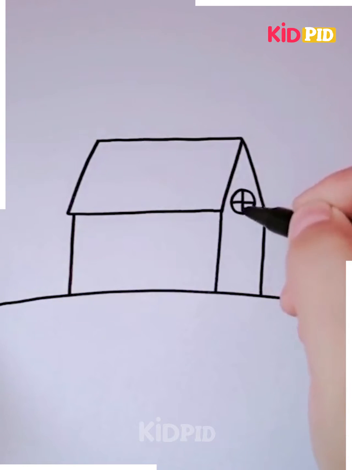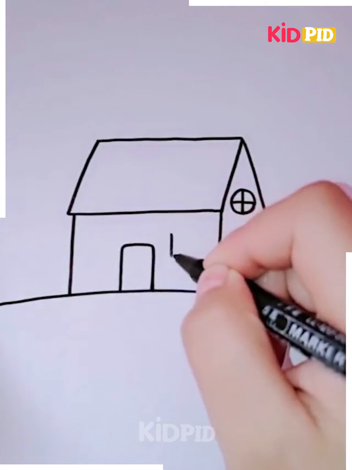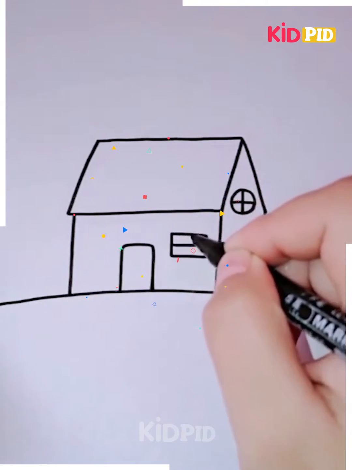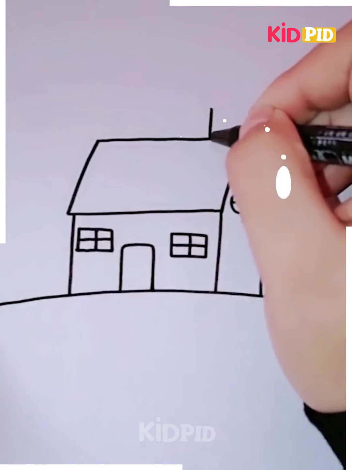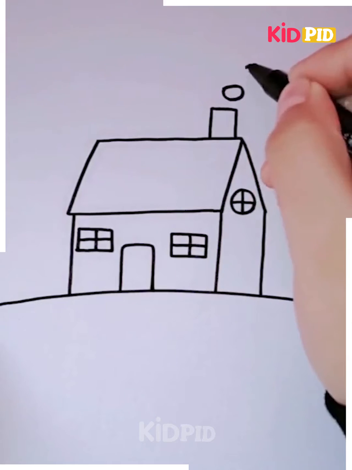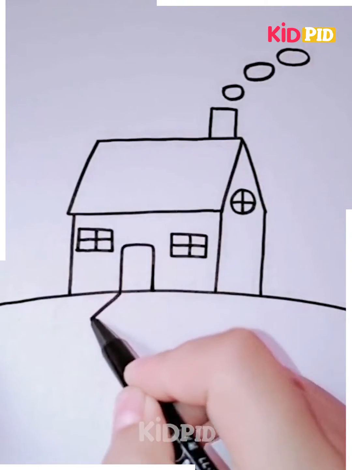First we are going to draw the structure of the house, then highlight the features like doors, windows and the chimney. After it is ready, we are going to move further. Then we are going to draw a pathway towards the house.